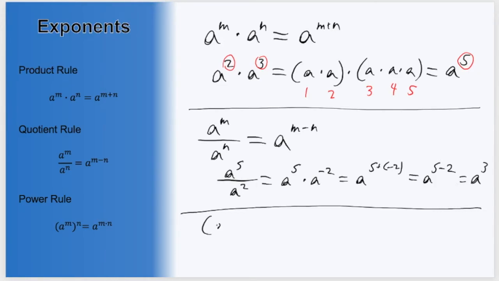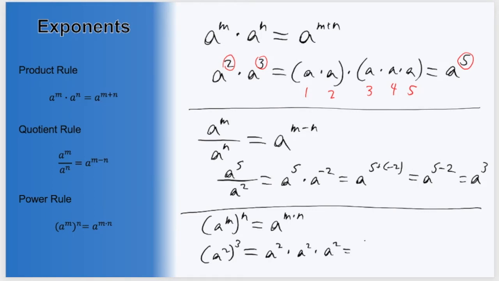If we add a to the m power, now raised to the n power, the power rule of exponents tells us that we'll just take the m and n and multiply them together for a new exponent. To see this, consider a squared raised to the third power. Using our base understanding for exponents, the cube on the outside just tells us to take the a squared multiplied by itself 3 times.